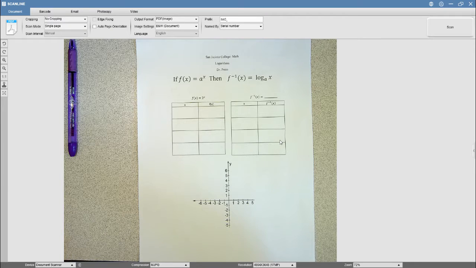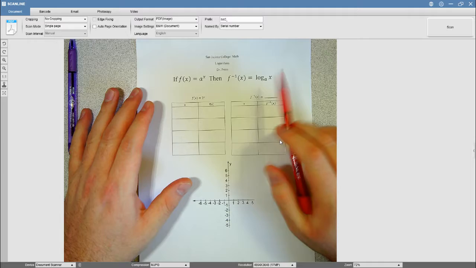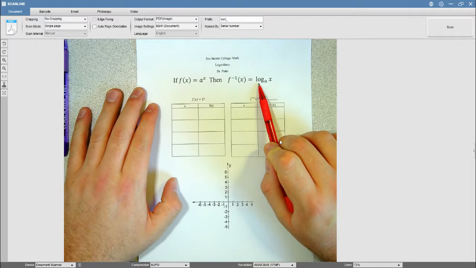Now, last class we talked about that if a function is one to one, then it has an inverse. And the last thing I showed you was that the exponential function passed the vertical and horizontal line test, which means that the exponential function is one to one. Therefore, it has an inverse. So the only question left is what should we call that inverse function? And we call that the logarithm.